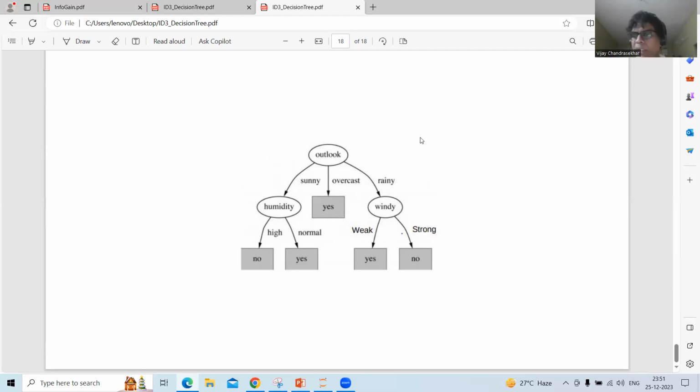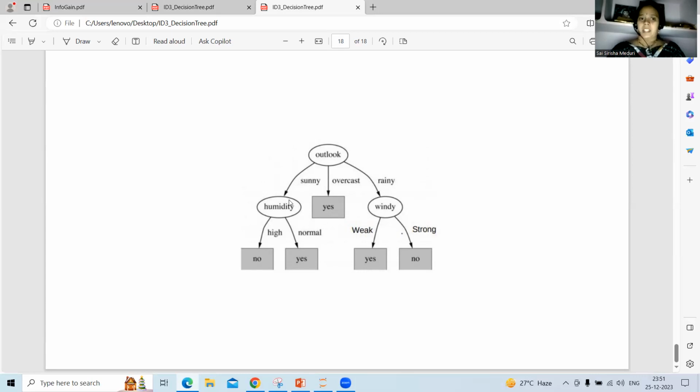Question, Sirisha, under rainy outlook. They're independent, right? Rainy has nothing to do with windy, right? So what are the features here? Features are outlook, humidity, windy. Okay, these are features, and these are all like the values actually.